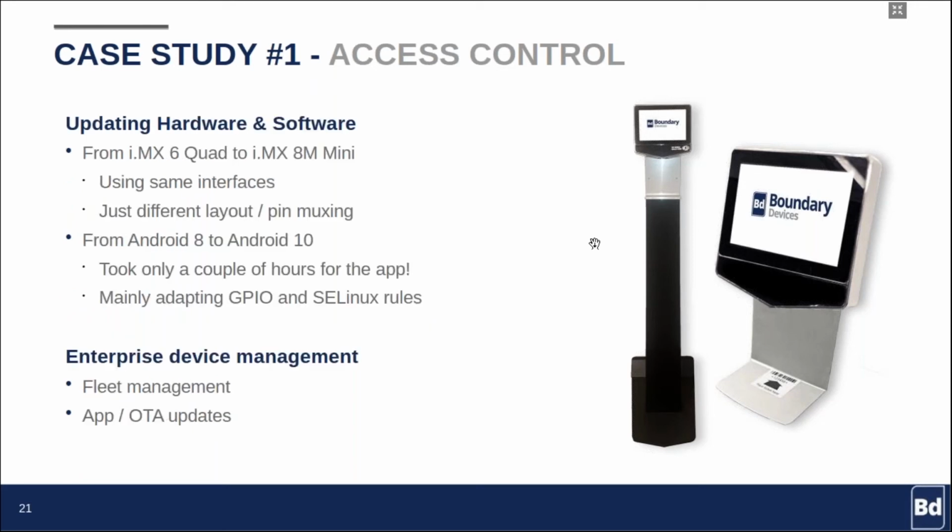And still on the access control, just to give you an update. This device has been on the market for several years now. And we just updated from i.MX6 to i.MX8M, and also updated the code base from Android 8 to 10. In that case, we already own the software, and it only took us a couple of hours to get everything running just like before. So that is the big advantage: when you upgrade something, it goes very quickly. As soon as the OS is up, running the application is a matter of hours.